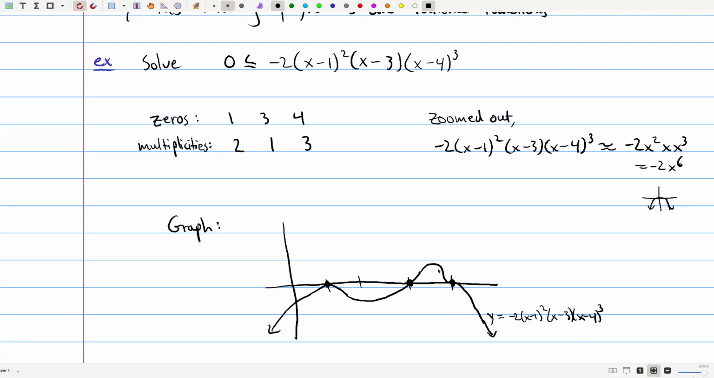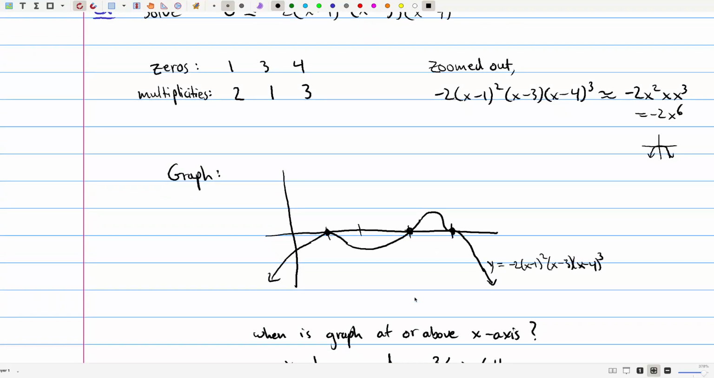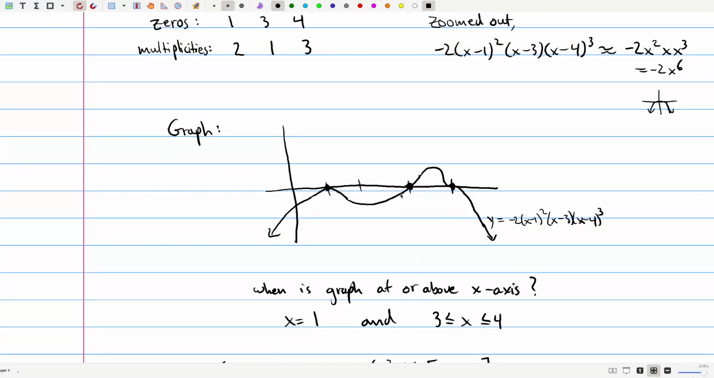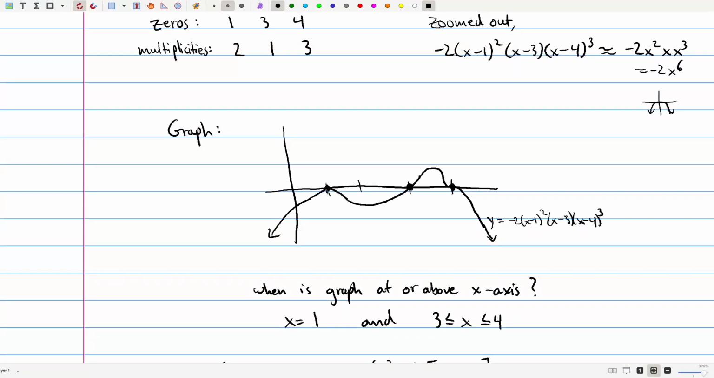So with this graph in hand, we can now solve for when this function is greater than or equal to 0. In particular, that means when is this graph at or above the x-axis? One thing is for sure, when it hits 1, it comes up, hits 1, and then goes down immediately. That is a place where the function is greater than or equal to 0. And then once it goes from 3 to 4, that's the other spot where it's greater than or equal to 0.